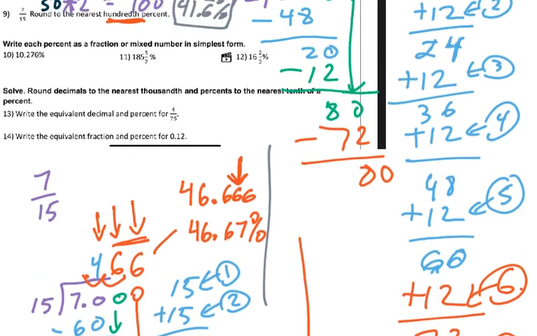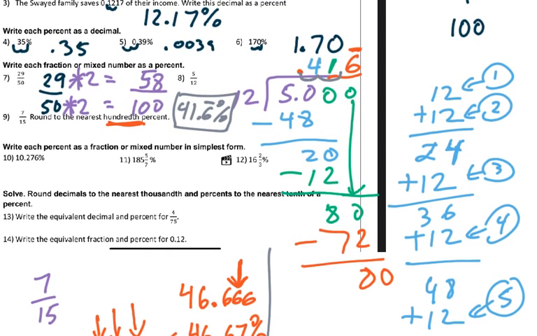Okay, so I think I've filled up this page pretty much. Let me go to the next page, and let's look at it here. So we are at number 10. It says write each percent as a fraction or mixed number in simplest form.